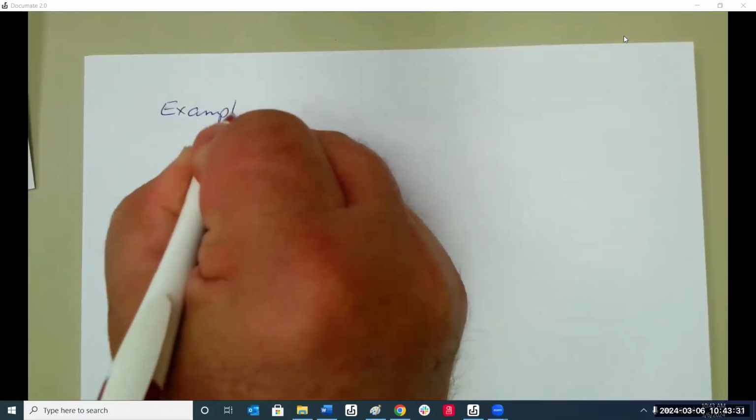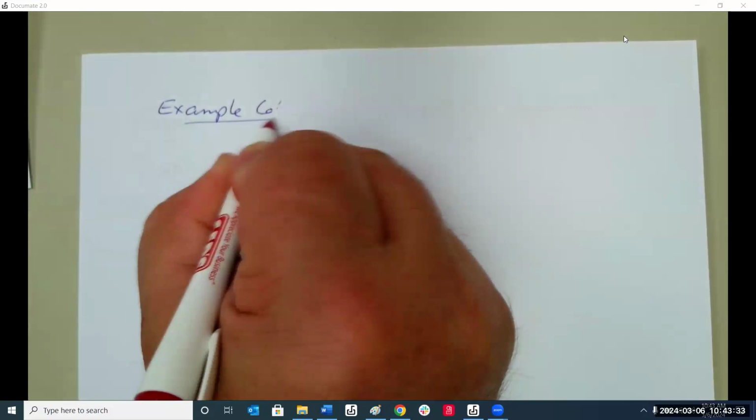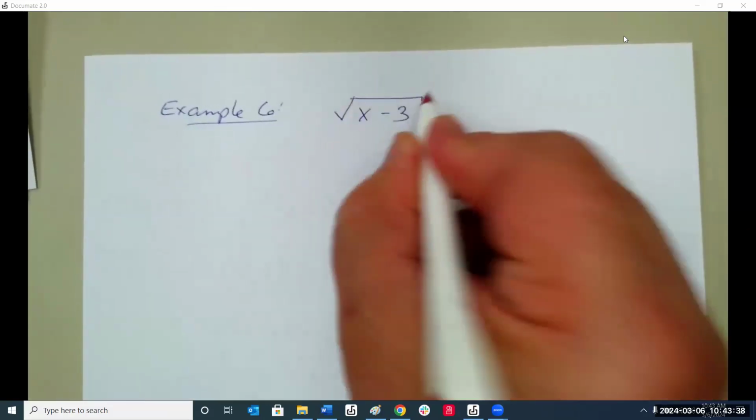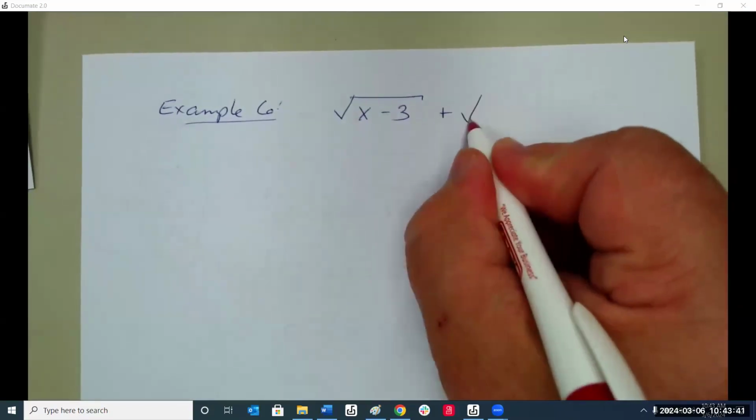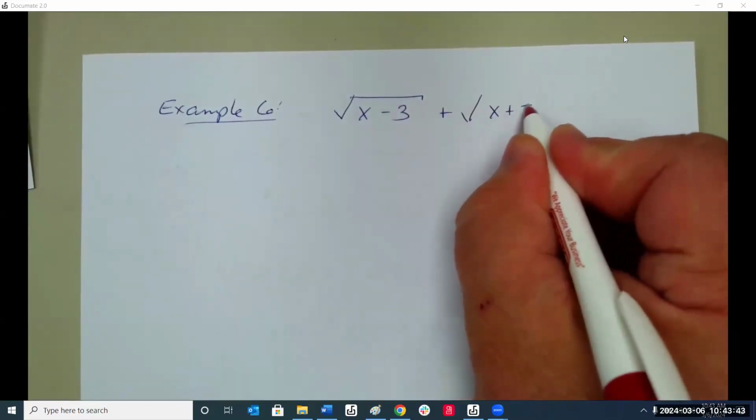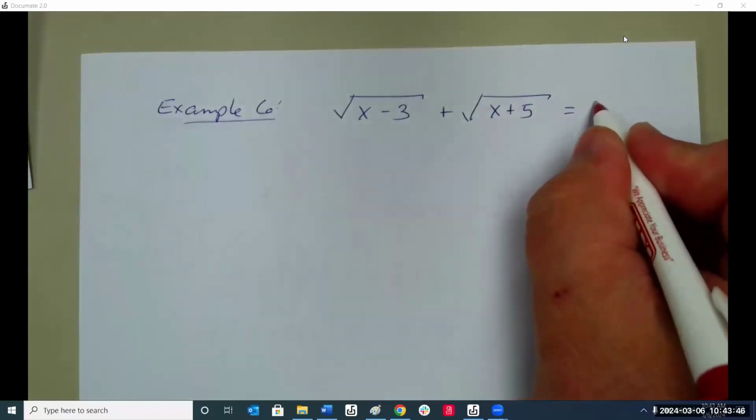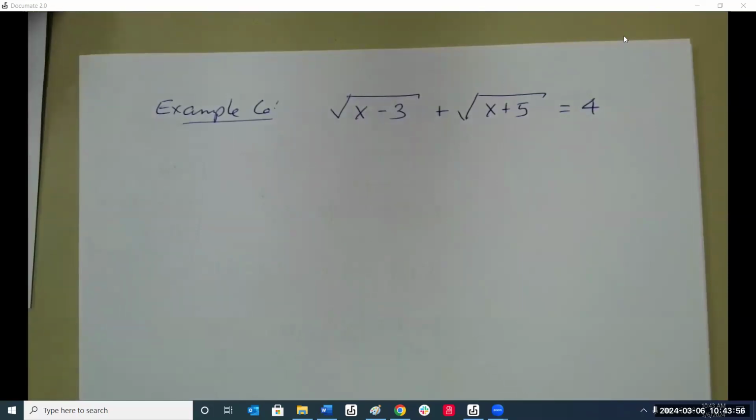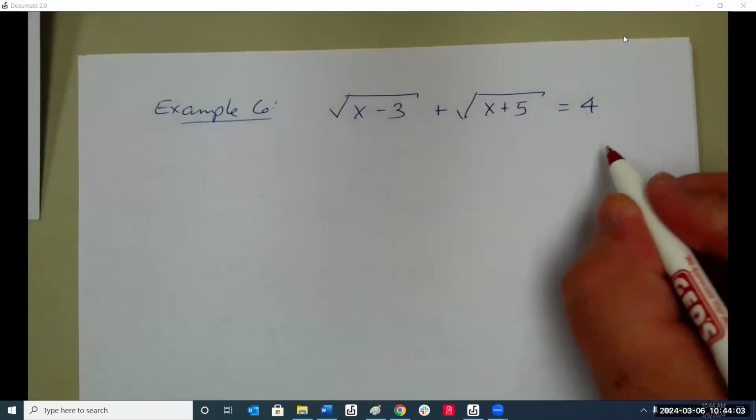All right, let's do the last example here. Now, what if we had two radicals? Or I should say, if we had more than one radical. The process is still the same. Here are the steps.